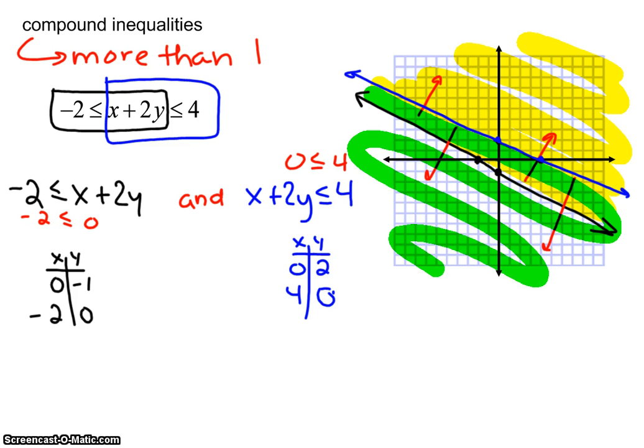Now, my final region, the region where I have my solutions, is where both inequalities have been graphed. And as you can see, that's this chunk right here in the middle.